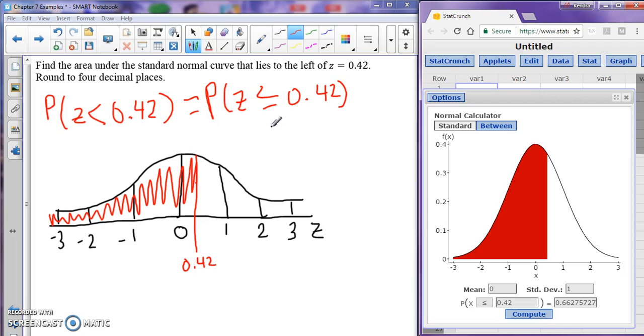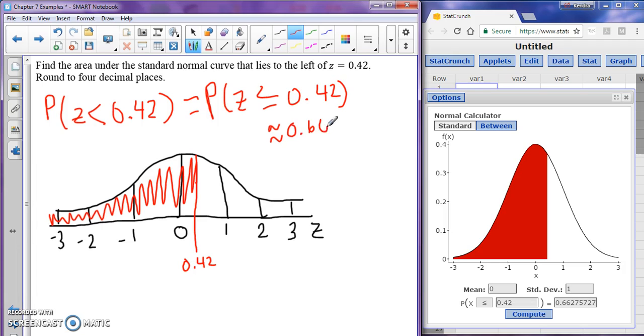So our area here is approximately equal to 0.6628. That's the area under the curve that lies to the left of z equals 0.42.